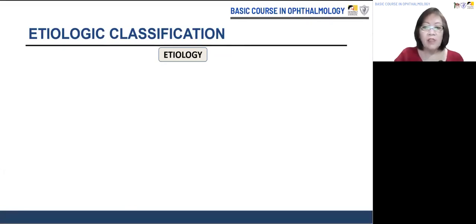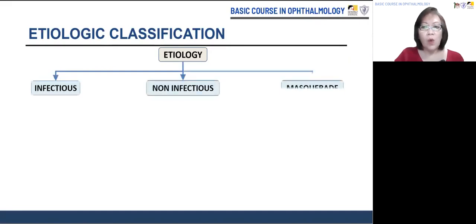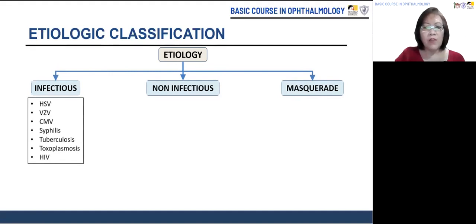Etiologically, uveitis may be the result of infectious, non-infectious, or what they call masquerade causes as described by the International Uveitis Study Group or IUSG. More commonly encountered infectious causes are listed here. What we have here are some viral conditions such as herpes simplex, varicella zoster, and cytomegalovirus. Infectious causes also include syphilis, tuberculosis, and toxoplasmosis, as well as HIV.